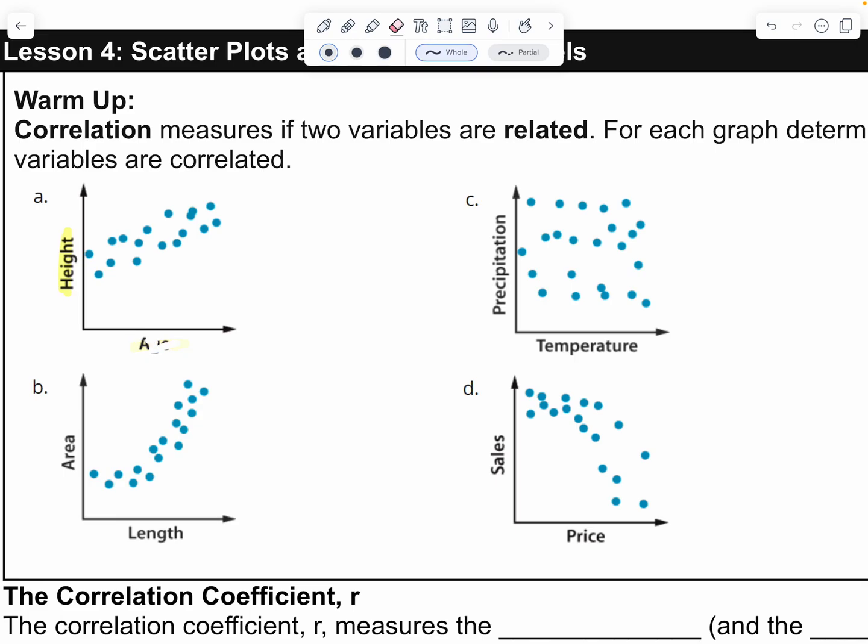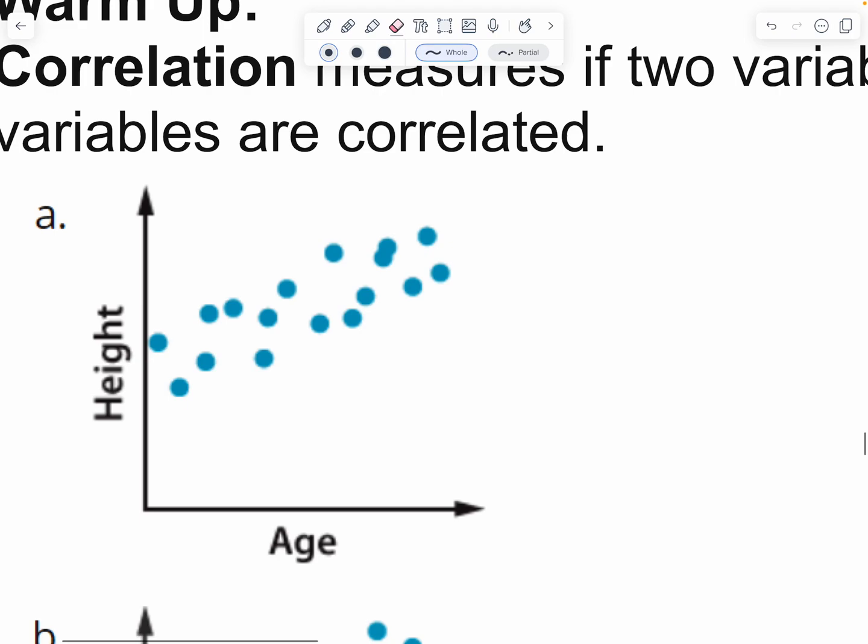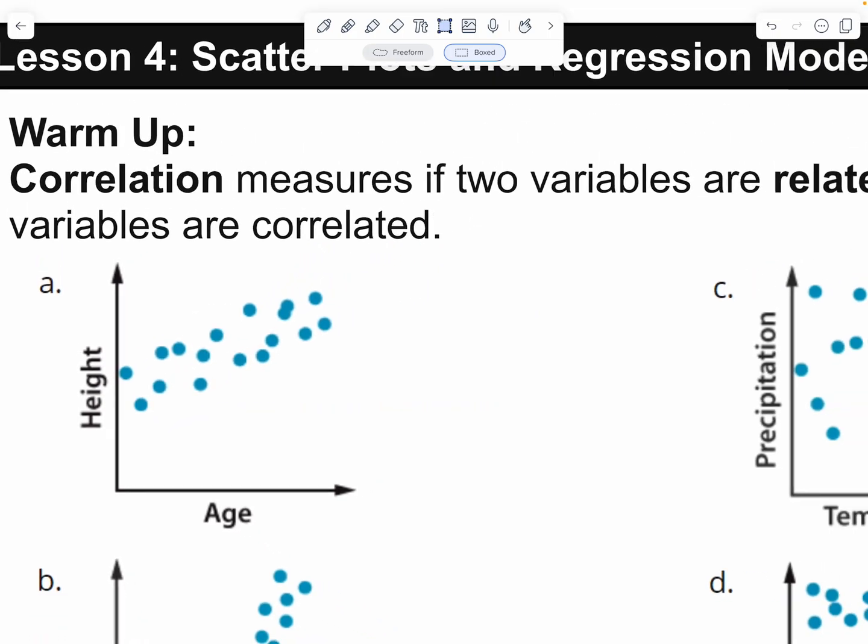In this first example, if I zoom in, you can see that there are 1, 2, 3, 4, 5, 6, 7, 8, 9, 10, 11, 12, 13, 14, 15, 16, 17 data points. So they found the height and the age of 17 different people and they plotted them on this graph.